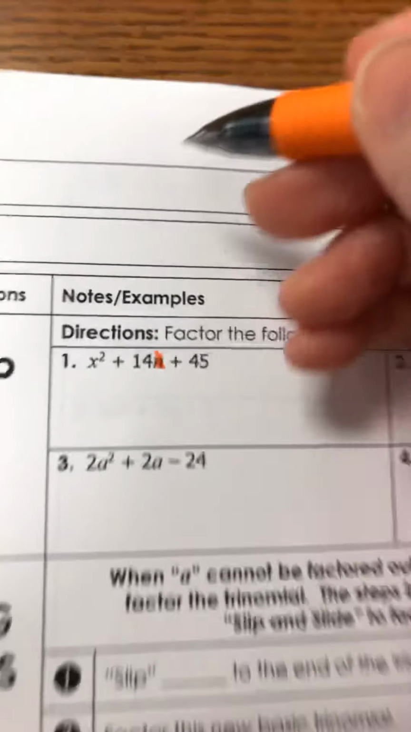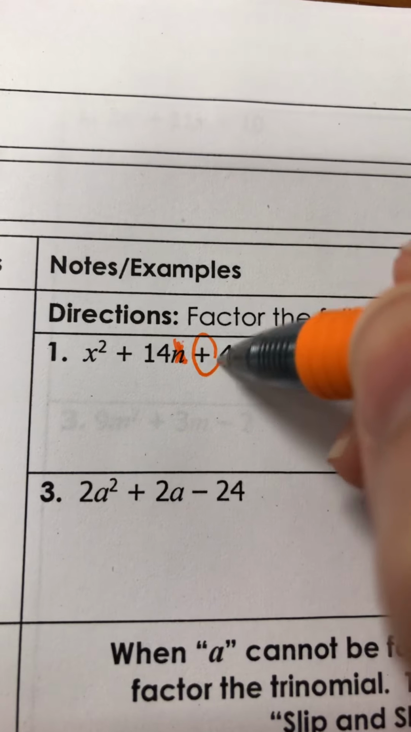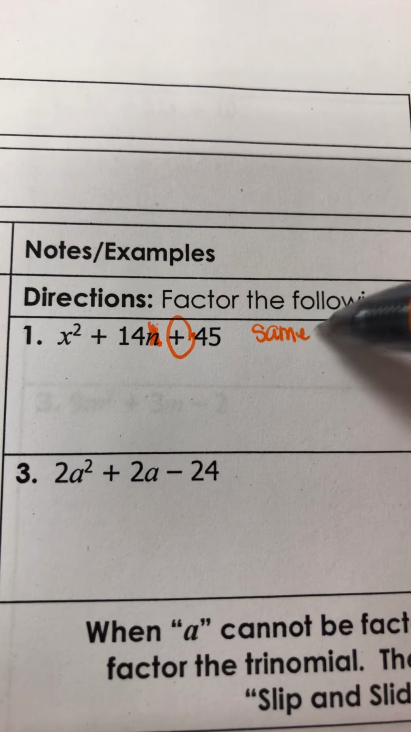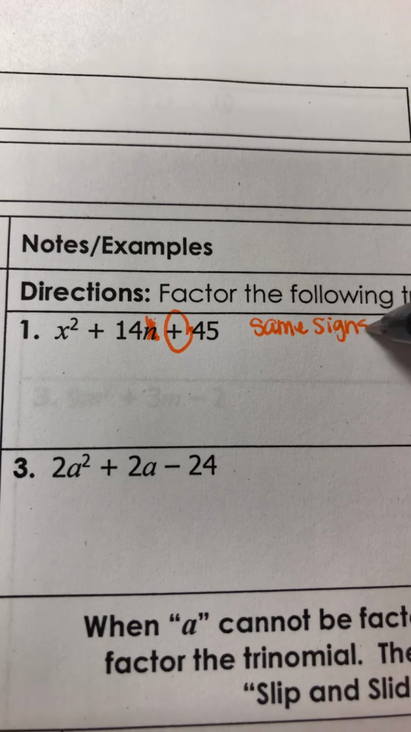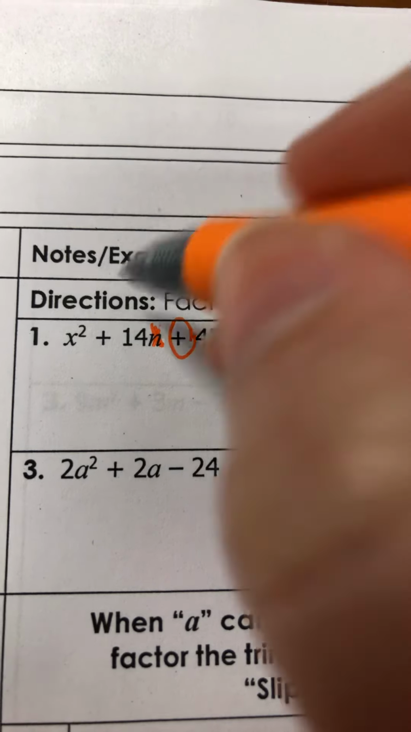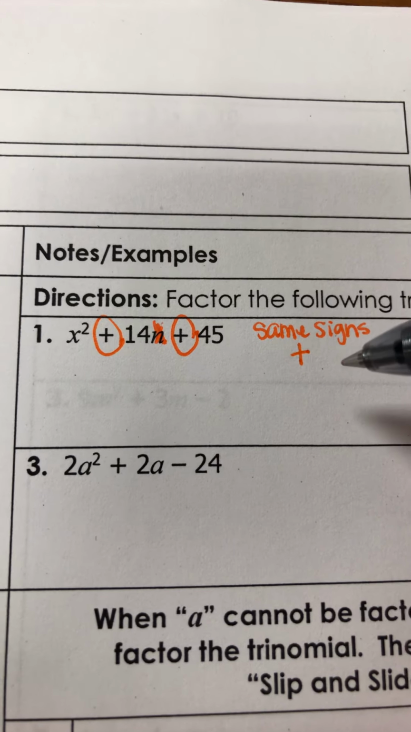All right, so number 1, if you'll notice on your C term, it's positive. So when it's positive, that tells me I need same signs. Now remember, there's 2 ways to get same signs, both positive or both negative. My middle term tells me that both signs need to be positive.